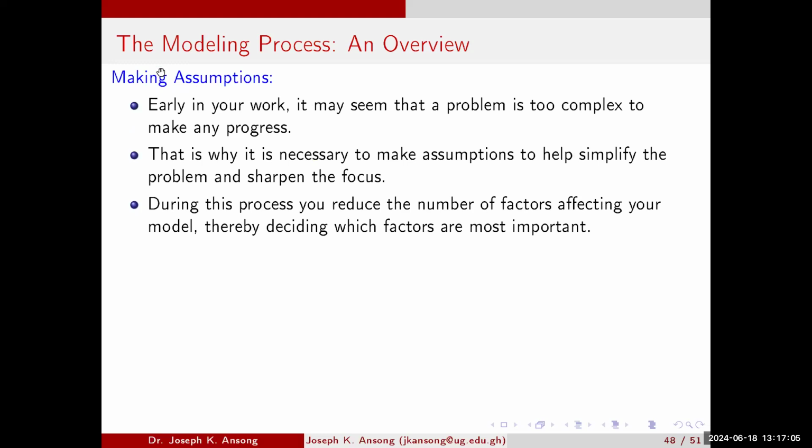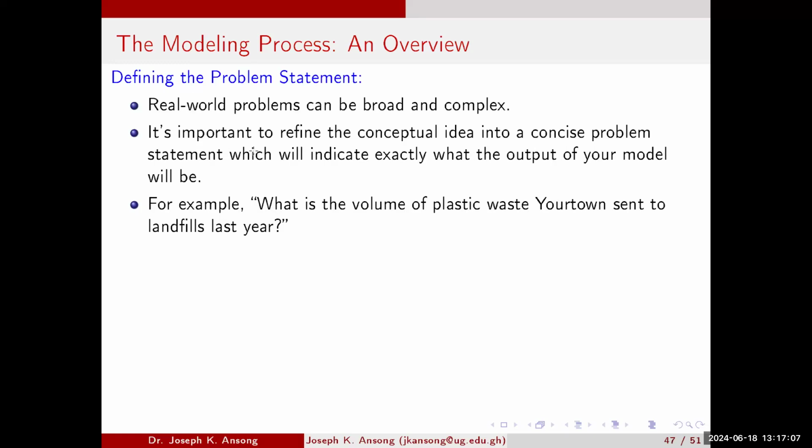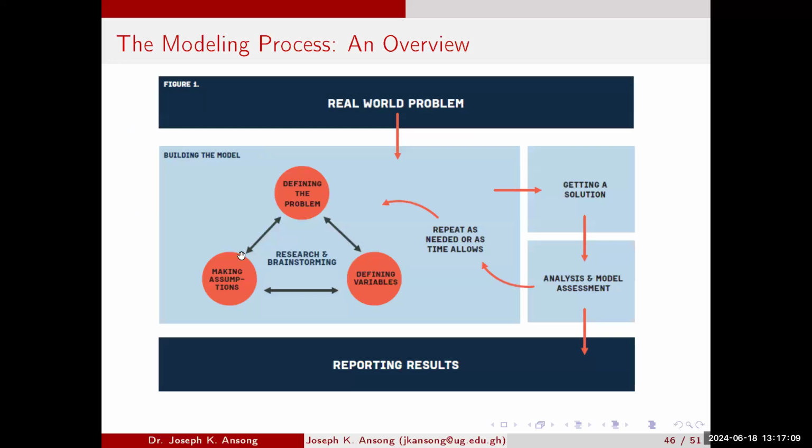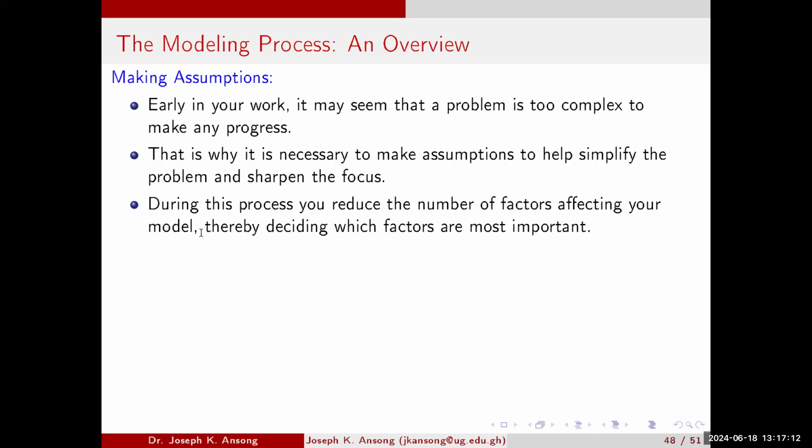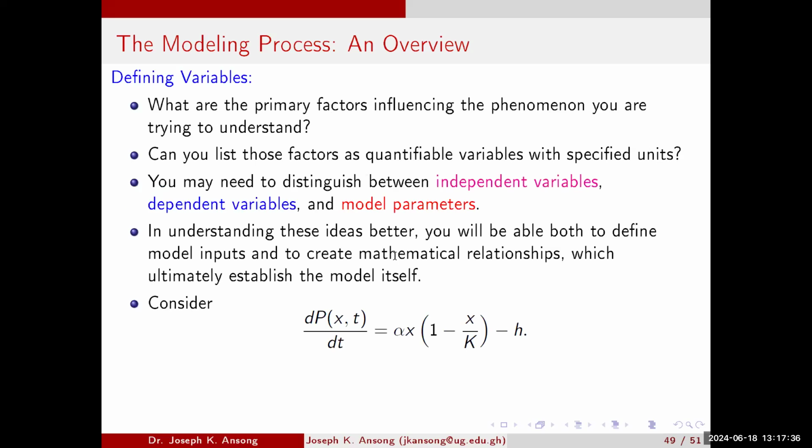And then making assumptions. So this is talking about this part. Early in the work, the problem might look too complex, but if you make assumptions, you simplify the problem, and you also help to sharpen the focus. During this process, you reduce the number of factors or variables affecting your model, and then you decide the factors that are most important for defining the model.